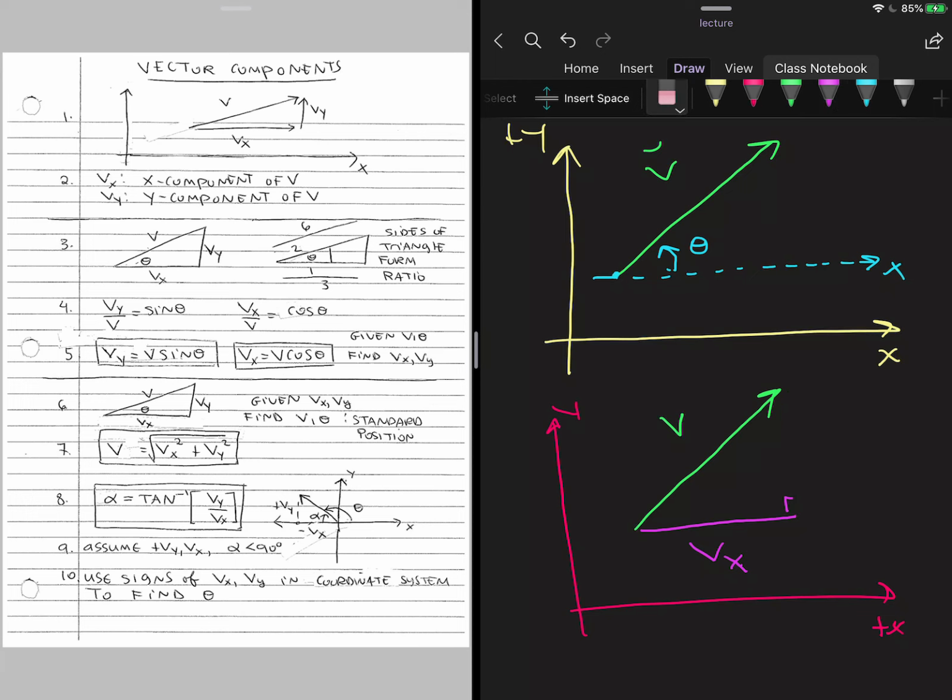Let me do that in a different color. So the y component of the vector represents the vertical part, which is vy. And the angle is still going to be this one over here.